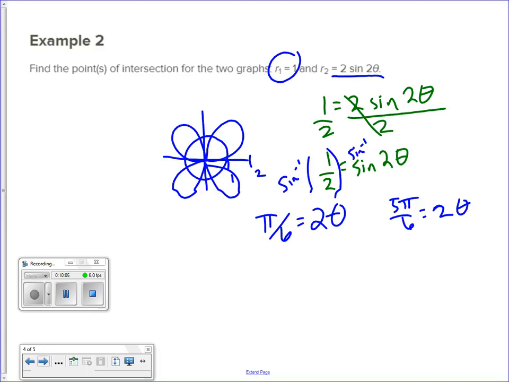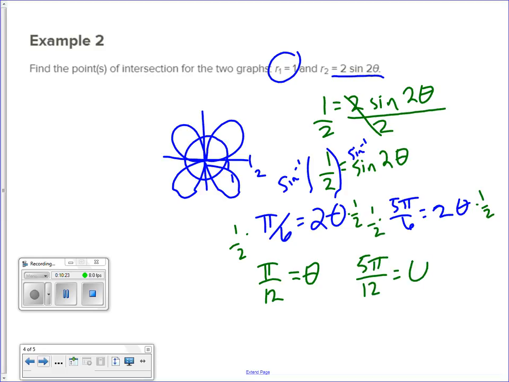And then your last step to solve for theta is to divide by 2. Dividing by 2 is the same thing as multiplying by 1/2. These fractions are a little bit easier to manage. So there are 2 solutions for theta, but I hope you can see that there ought to be more than 2 solutions just by looking at the graph. And in fact there are, and it has to do with domain.